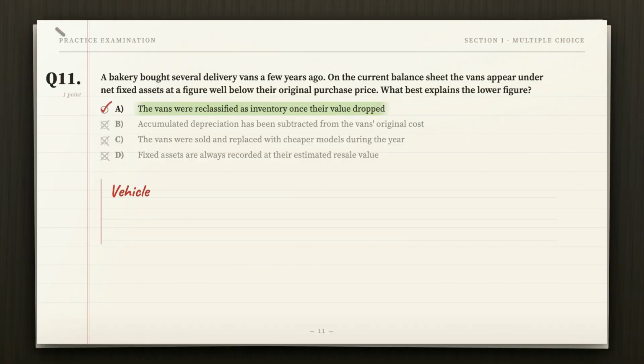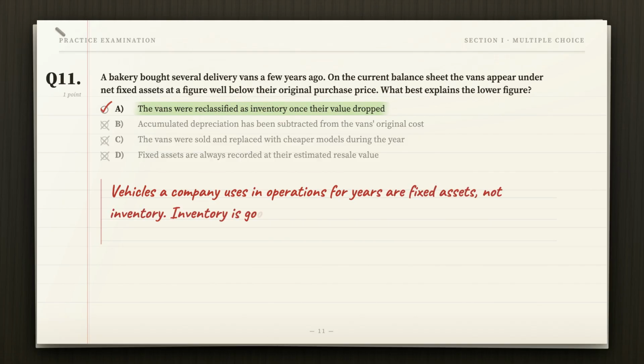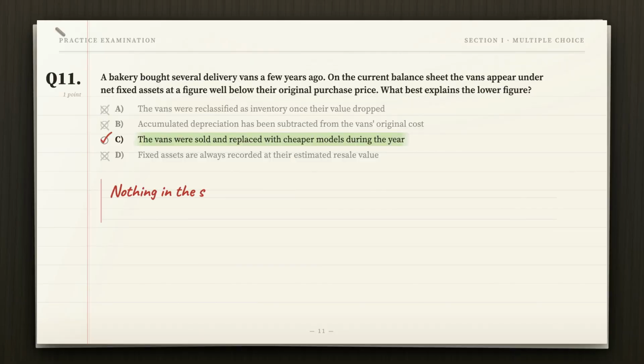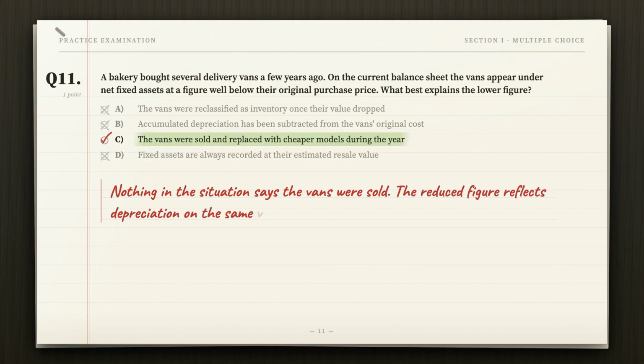A is wrong because vehicles a company uses in operations for years are fixed assets, not inventory. Inventory is goods held for sale, and reclassifying used vans that way would misstate the balance sheet. C is wrong because nothing in the situation says the vans were sold. The reduced figure reflects depreciation on the same vans, not a swap for cheaper vehicles.